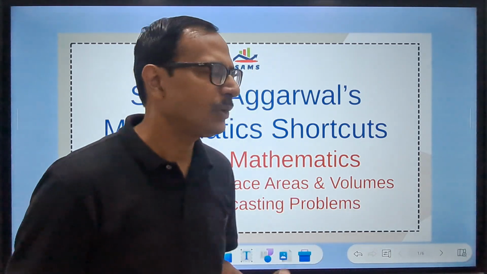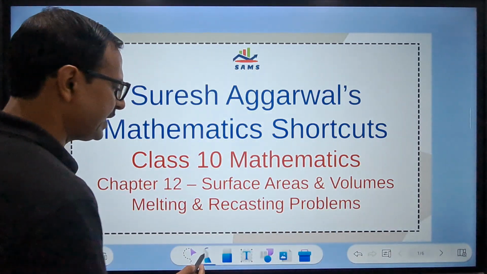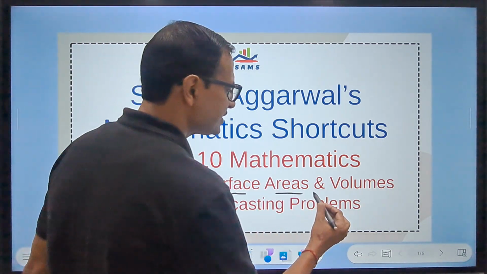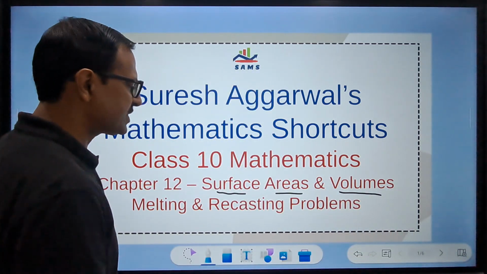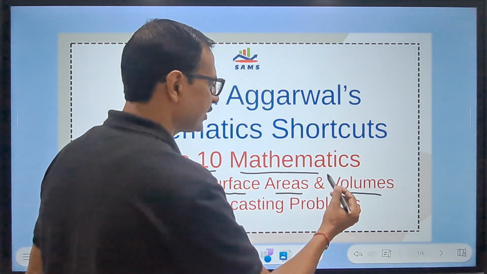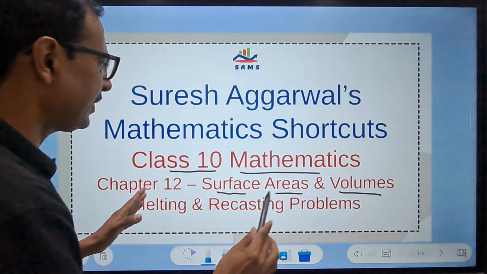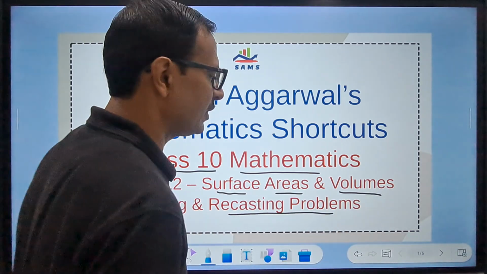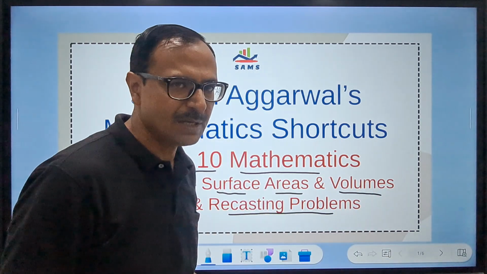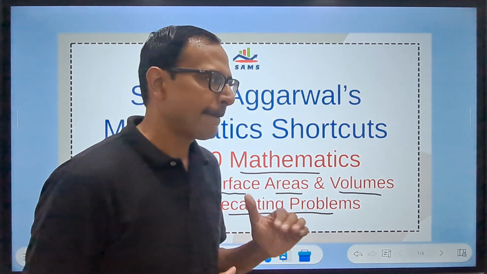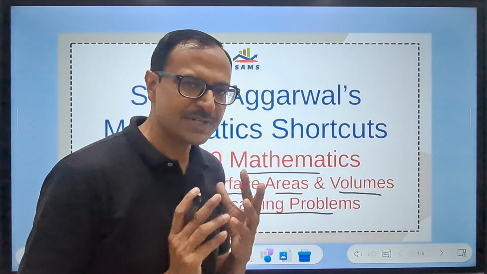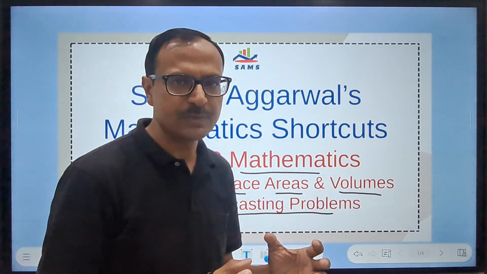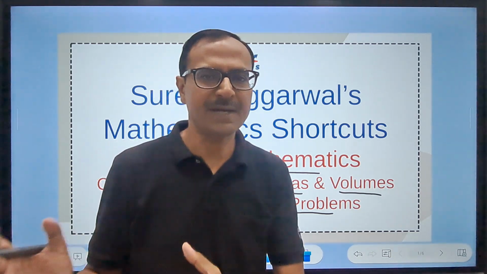The final video in the series of videos based on the important chapter of surface areas and volumes. Especially important for class 10 students for their board exams. The topic which we are going to take up is melting and recasting type of problems. If you see the CBSE syllabus, they have mentioned that there are problems which can be based on the surface area of combination of solids and the volumes of combination of solids which can be asked in the exams.